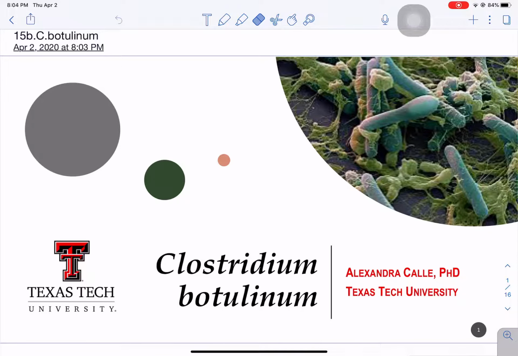Hello everyone. We are here to continue with our series on spore-forming microorganisms. We have discussed so far Clostridium perfringens, and the other microorganism is Bacillus cereus. Here we will talk about a new one, which is another species of Clostridium, which is Clostridium botulinum.